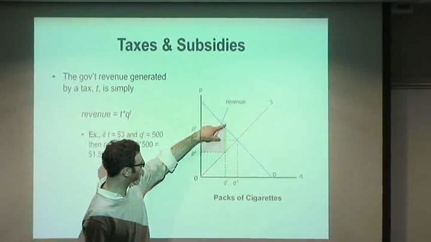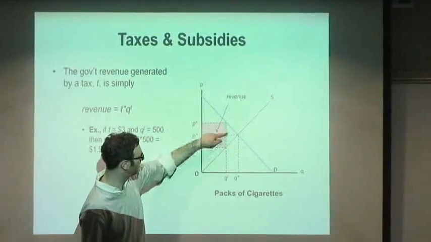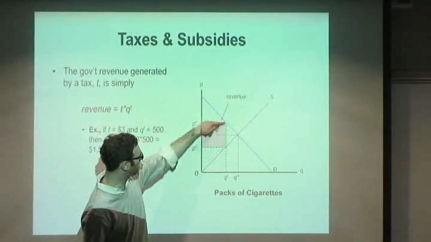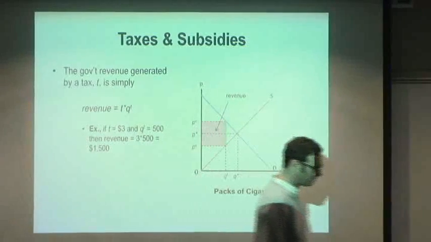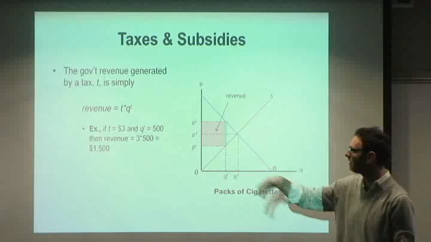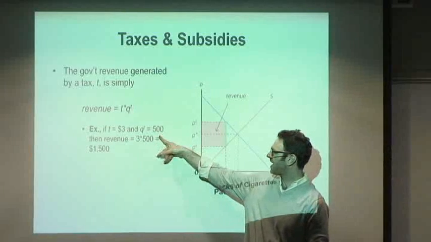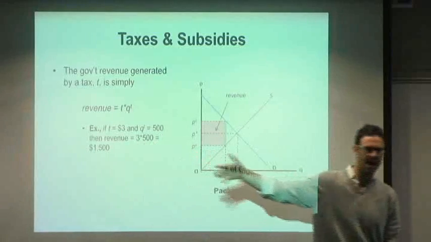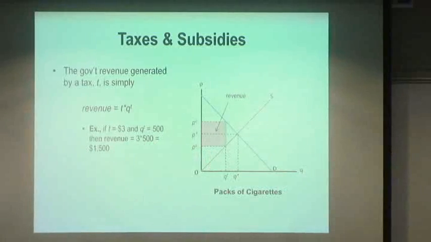The tax, again, is just that green line, that's T. And QT is the quantity bought and sold post-tax. So base times height, the area of that salmon-colored rectangle, that is tax revenue. So in an example where the tax is $3 and the quantity post-tax is 500, 3 times 500 is $1,500. That's the tax revenue that the government would collect in this particular scenario.